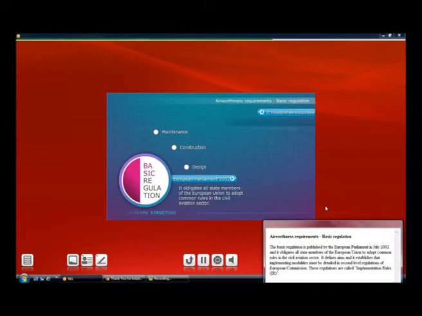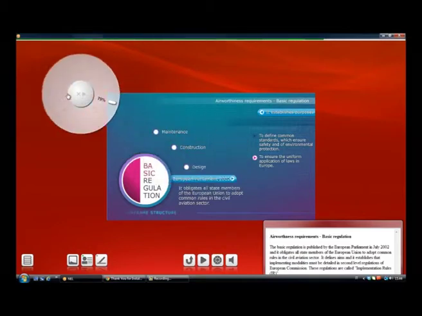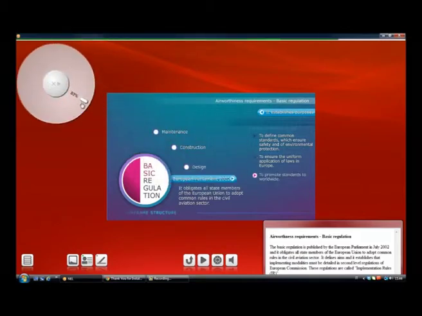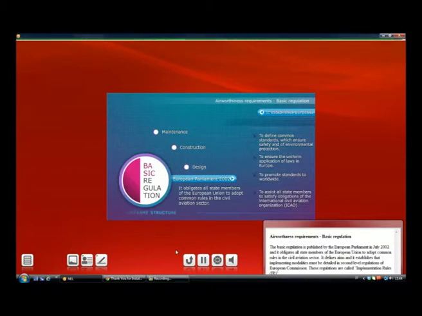The main purposes are: define common standards which ensure the highest levels of safety and of environmental protection, ensure the uniform application, and cooperate with ICAO.